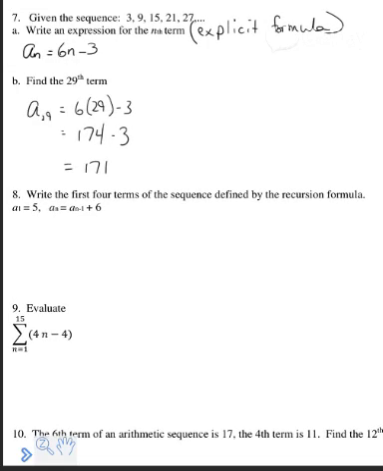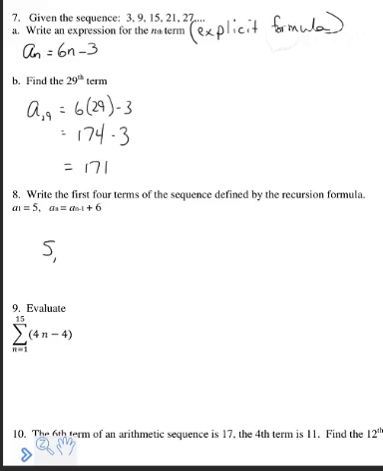Okay, write the first 4 terms of the sequence given by this recursive formula. This right here, a sub 1, tells us the first term is 5. So we just need the next 3 terms there to get our 4 terms. Now, this part of the recursive formula, this is the part that tells you how to get the next term.